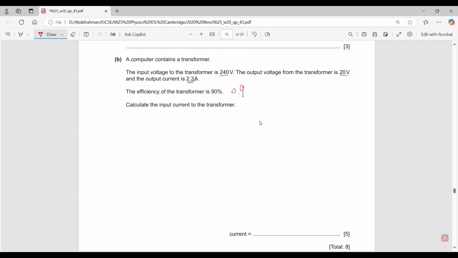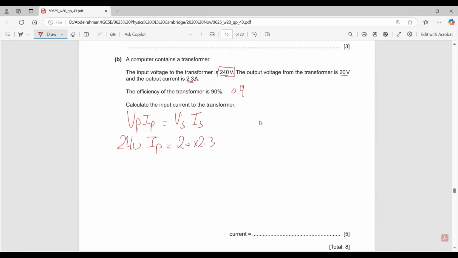Well, the equation we use is VP IP equals VS IS, because input power is equal to the output power. Primary power is equal to the secondary. So what is the voltage? It's 240, that's the input. The output is 20. So you need to find the input current IP. The output voltage is 20 and the output current is 2.3.